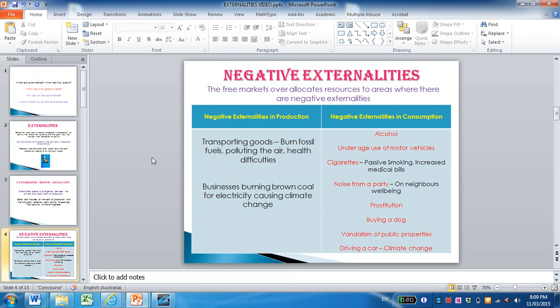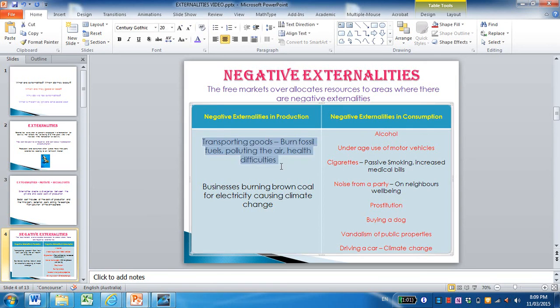Negative externalities in production mean that by producing these goods, it's going to hurt a third party. One example is when we're transporting goods. If you're using big trucks, they may burn fossil fuels that pollute the air and cause health difficulties for individuals. That would be an example of a third-party cost from that transaction. The same goes for businesses that burn brown coal to run, say, electricity for a factory and cause climate change, which is a third-party cost. Climate change may cause droughts, floods, cyclones, and rising sea levels in the future. All those negative effects that people and future generations are going to experience are the third-party costs associated with that production.